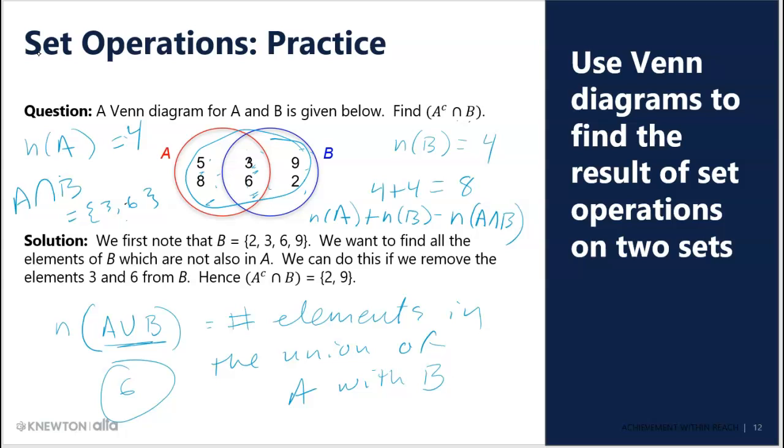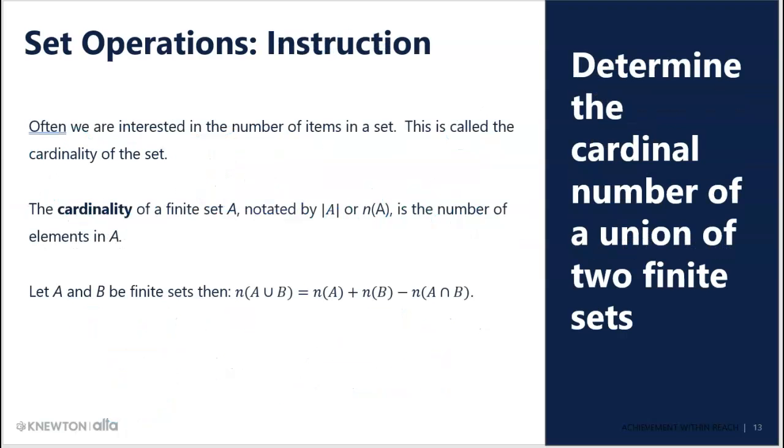You include it once, but exclude it the second time when you count it. Those are the big ideas I want to get across for this video: the idea of drawing the Venn diagrams and shading to show an operation on a set, and how to figure out the cardinal number of the union of 2 sets. So this slide goes more into the cardinality of a finite set.